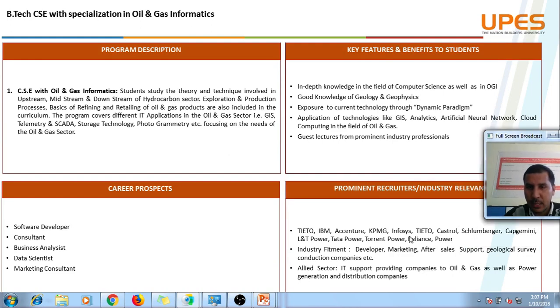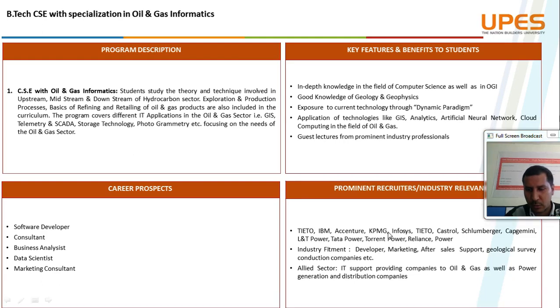Talking about the companies, there's a list of companies. UPES is known for its placements, right? So there's no dearth of companies visiting the campus. Tieto, IBM, Accenture, KPMG, Infosys, Wipro. These are the n number of companies who have been coming to the campus for recruitment for this particular course.